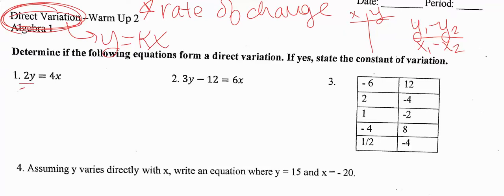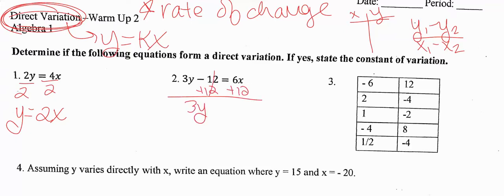So number 1, if I get y by itself, I'm just going to divide by 2. So I have y equals 2x. And on number 2, I'm going to add 12 to both sides. So I have 3y equals 6x plus 12. And then if I divide by 3, I have y equals 2x plus 4.